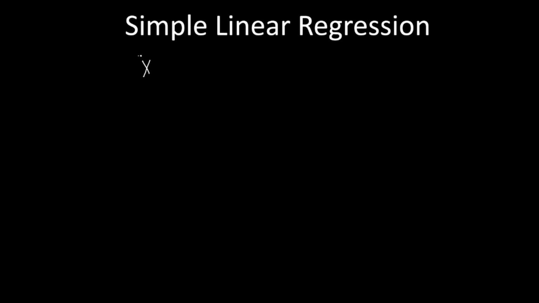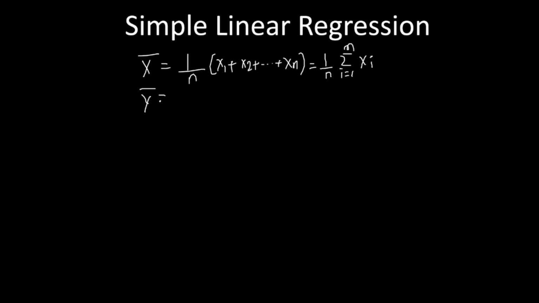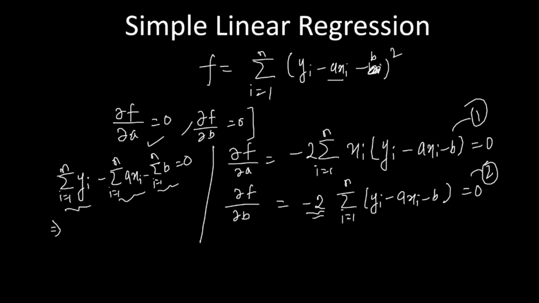So we call x bar the mean of x, and it is defined like this: 1 by n times x1 plus x2 all the way up to xn. So this is also 1 by n summation i equals 1 to n xi. In a similar fashion, y bar is 1 by n summation i equals 1 to n yi. Okay, let's get back to the equation we were discussing.